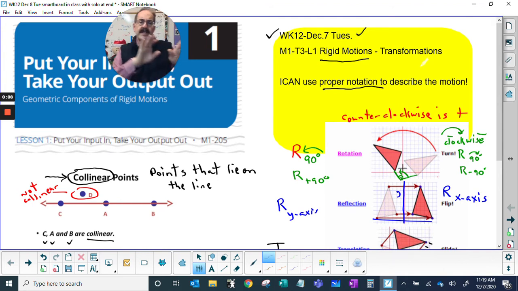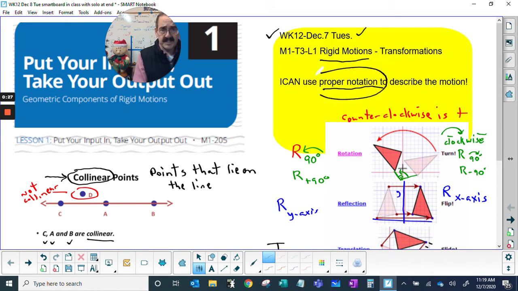We've already done some rigid motions where we slid it left and right, up and down. That's called translate. Where we reflected it, flipped it, and where we rotated it, spin it. Okay? But now we need to make sure that we have the proper notation. So let's get started.